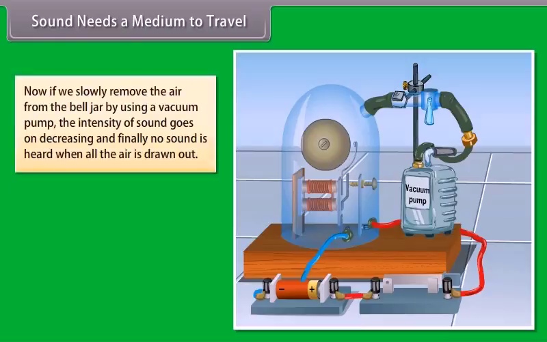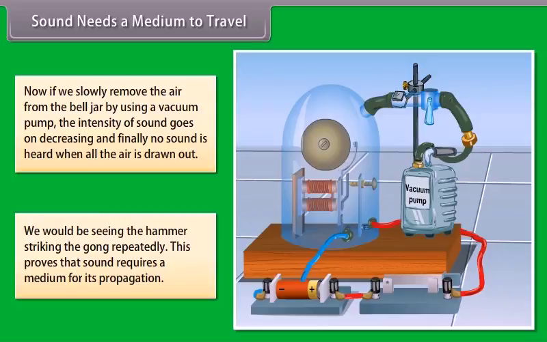Now, if we slowly remove the air from the bell jar by using a vacuum pump, the intensity of sound goes on decreasing, and finally, no sound is heard when all the air is drawn out. We would be seeing the hammer striking the gong repeatedly. This clearly proves that sound requires a medium.